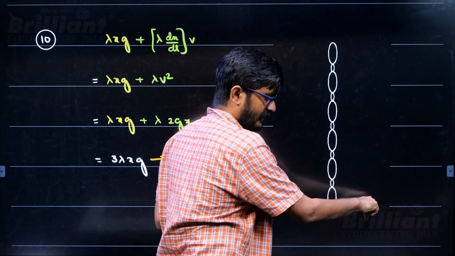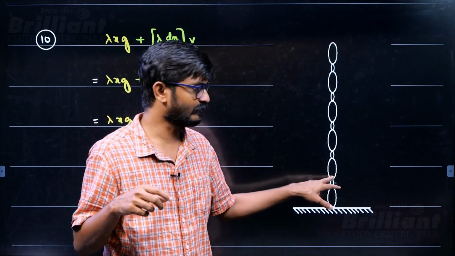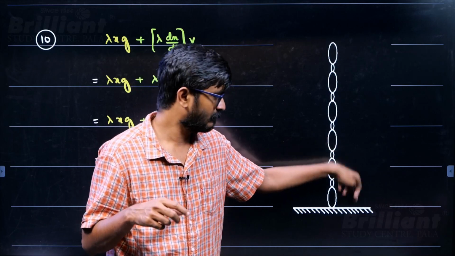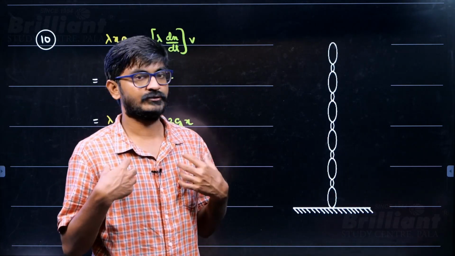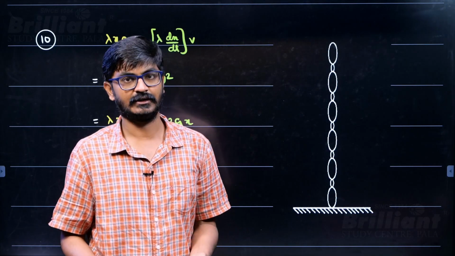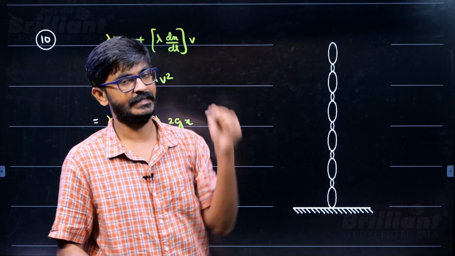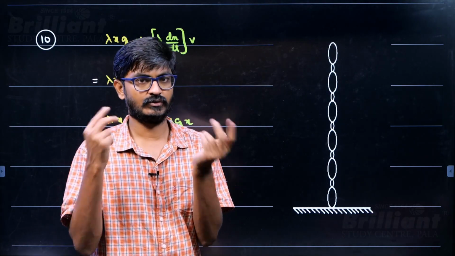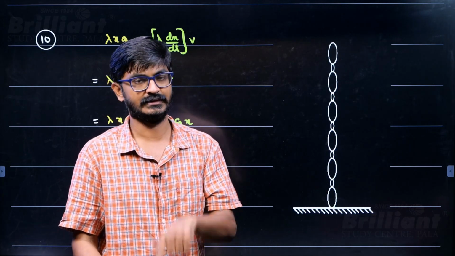Now what will happen immediately after hitting? Its velocity will become 0. So this part is carrying momentum, but it is hitting and stopping. So how much force is the chain exerting on the ground? It is exerting weight, plus it is hitting and changing the momentum. So there are two components: one is weight, the other is the change in momentum.